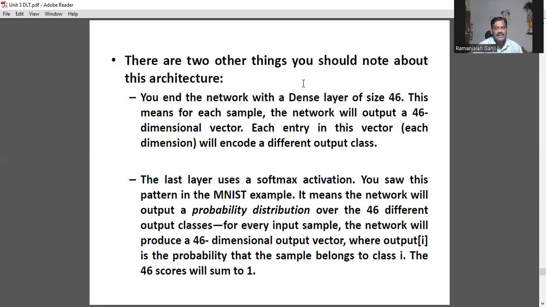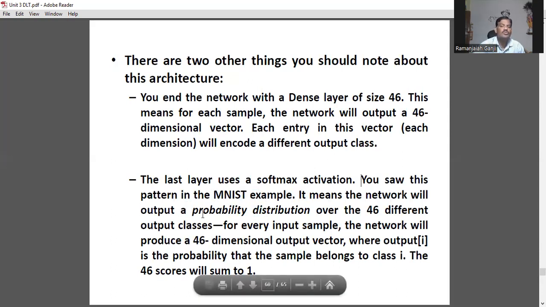There are two other things you should note about this architecture. You end the network with a dense layer of size 46, which means that for every input sample, the network will output a 46-dimensional vector. Each entry in this vector will encode a different output class, which increases complexity. With softmax activation, as you saw in the MNIST example, the network will output a probability distribution over the 46 different output classes. For every input sample, the network will produce a 46-dimensional output vector.